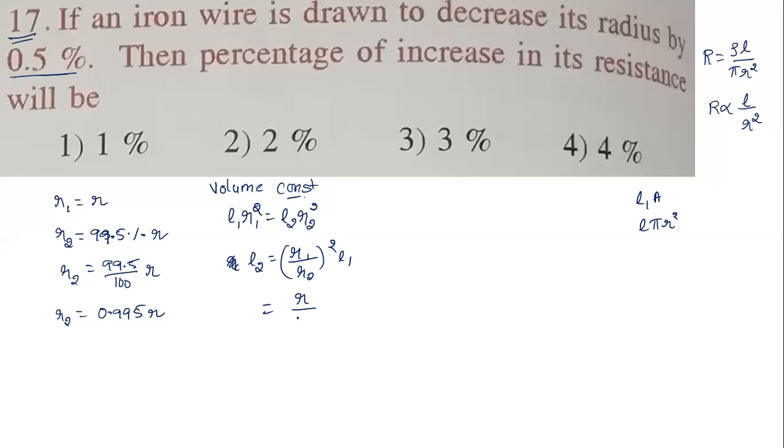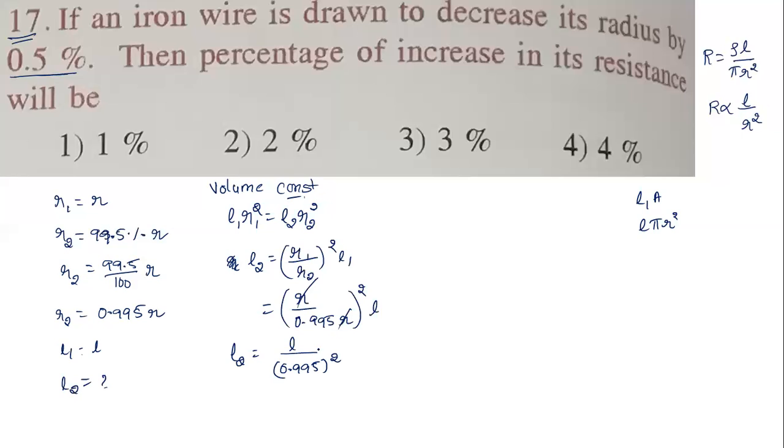R2 is 0.995 times r, and its square times L1, which is L. Let's say L1 is L and L2 we need to find out. So r is going to cancel. L2 becomes L divided by 0.995 square. So we got this now.